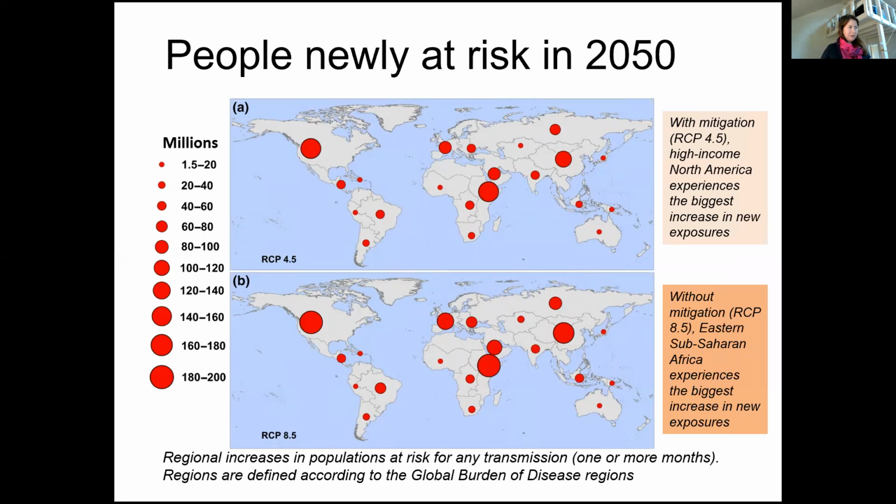But what we wanted to do was figure out how to get that global burdens of disease risk analysis into a figure, essentially. In this case, we've used those global burdens of disease regions again to think about where people are newly at risk in 2050 by region. What we see is that with mitigation, high-income North America experiences the greatest increase in new exposures, but without mitigation, Eastern Sub-Saharan Africa turns out to be the region that experiences the greatest increase in new exposures. So this tells us that there's going to be differential impacts with and without mitigation in terms of that distribution across the globe of where suitability will arise.